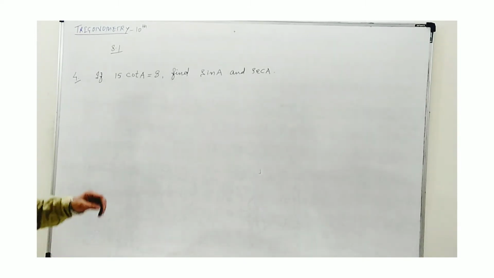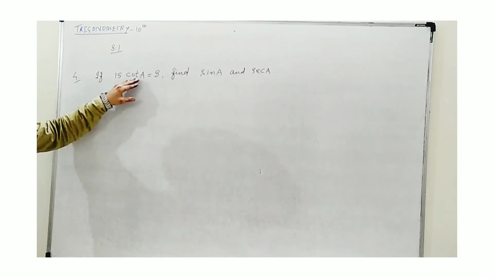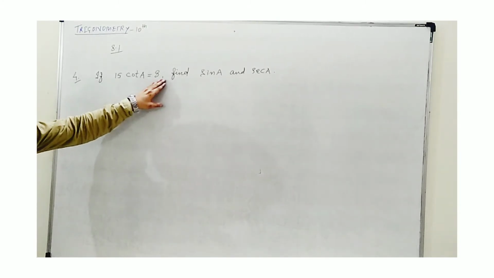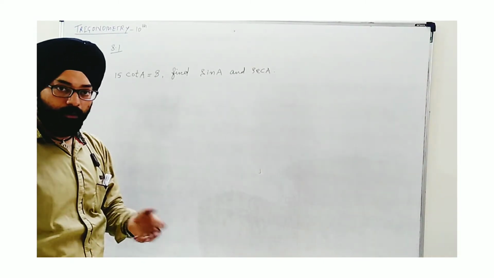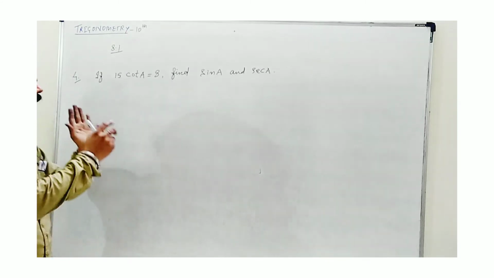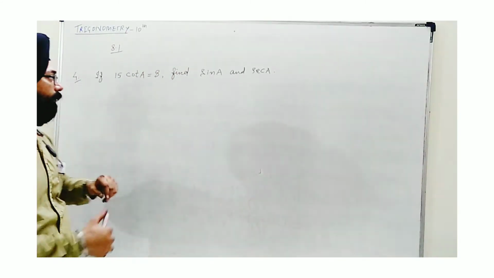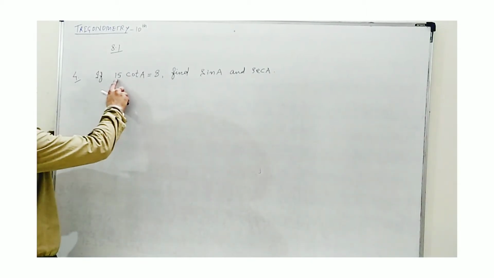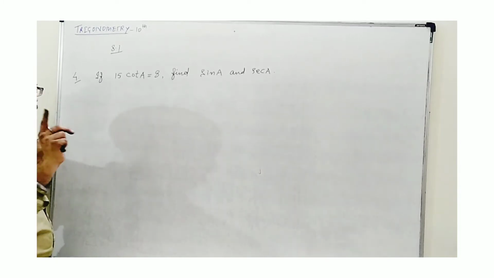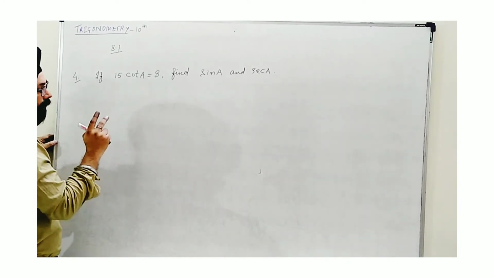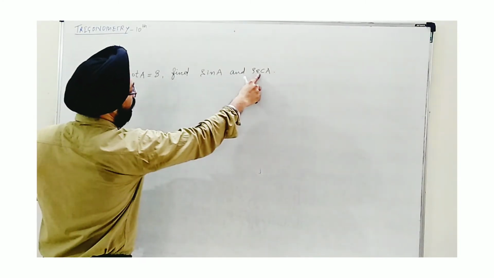For the next explanation, I have taken the fourth question of exercise 8.1. It says that if 15 cot A is 8, find sine of A and sec of A. Now you see, no triangle is given, no condition is given. Simply we are told about this relation, and we need to find these two ratios. So this A obviously is an acute angle of some right triangle. We need to find sine and sec for the same angle.